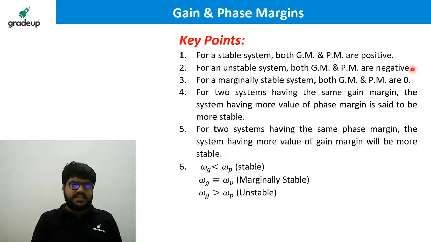Then relative analysis. Consider two systems. Suppose I design two systems having the same gain margin, but the system having the more value of the phase margin is said to be more stable. Now suppose they have the same phase margin, and the one having the more value of gain margin is more stable. So gain margin and phase margin are also used to compare stability. The system with more margin is said to be more stable. That is how you weigh the stability.